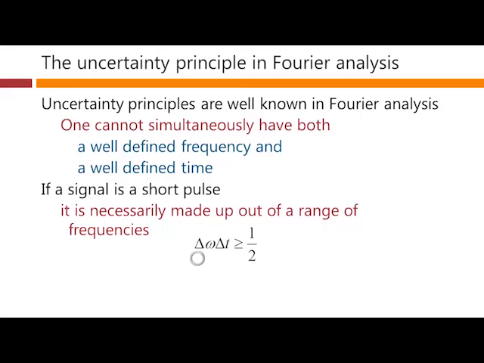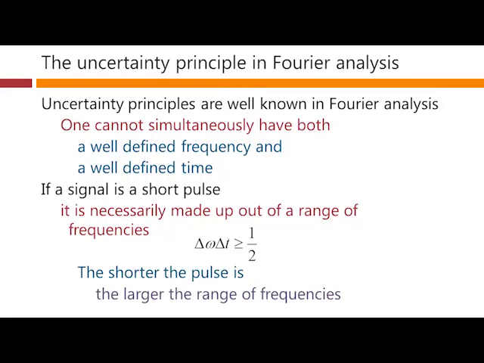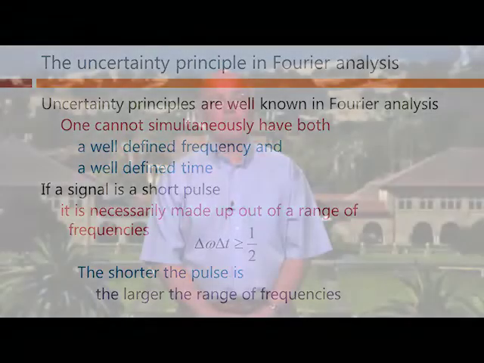And in that case, by similar mathematics, in fact ultimately identical mathematics, we'd be able to prove that the product of these two width parameters, the width in frequency and the width in time, when we're talking about angular frequency here, would be greater than or equal to a half. That's simply a mathematical statement that will fall out if we do the analysis, the Fourier analysis, of signals. The shorter the pulse is, the larger the range of frequencies. As I say, this is a normal phenomenon in signals in time and frequency.